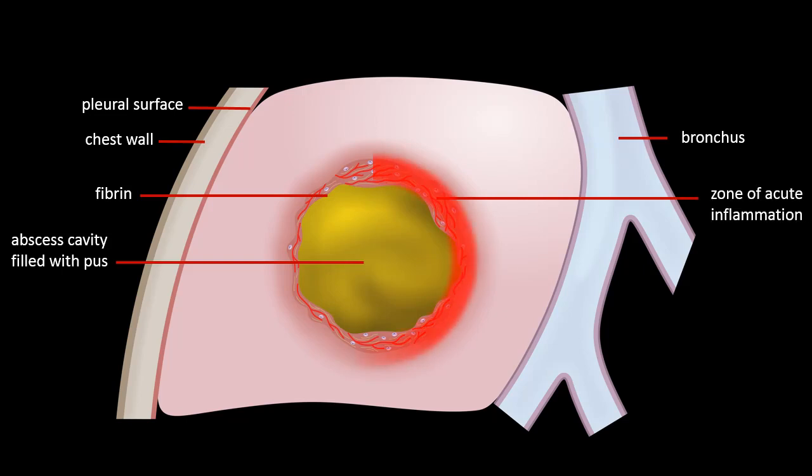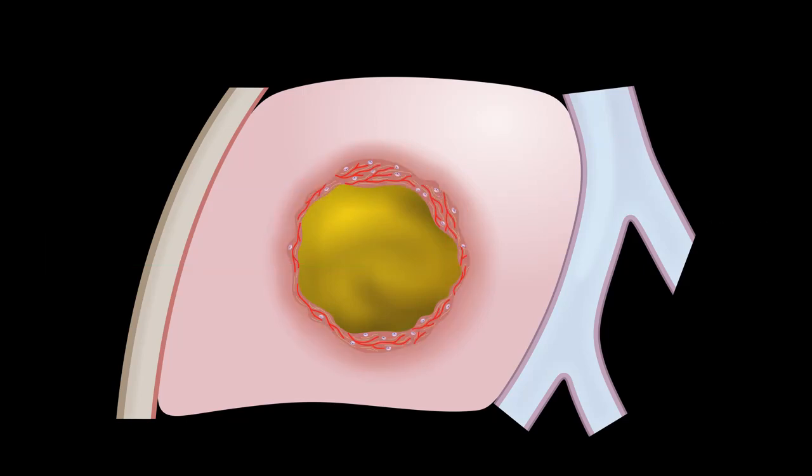External to the abscess is a zone of acute inflammation. Now, pus inside abscesses tends to burrow through tissues enzymatically, and it can then empty the pus onto a natural surface. So in this case, the natural surface is the bronchus or airway.